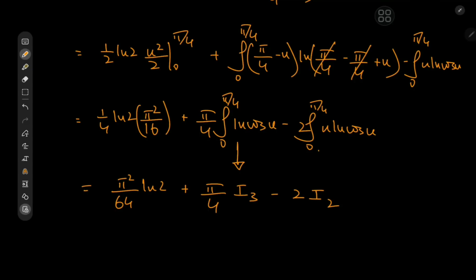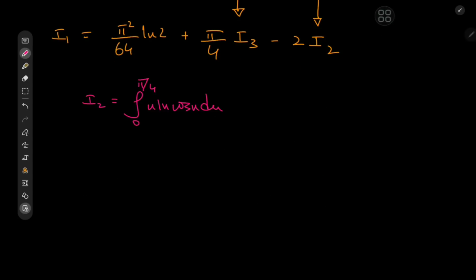Why not name this one I sub 3 and this one I sub 2, in the particular order in which you see them in the previous step? Well, I want to evaluate this integral first. So here we go. Now for solving I sub 2, I'm going to make use of one of my most beloved tools, and that's the infinite series expansion for log cosine.